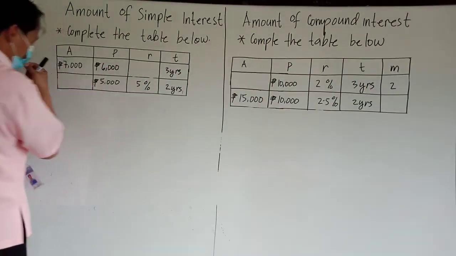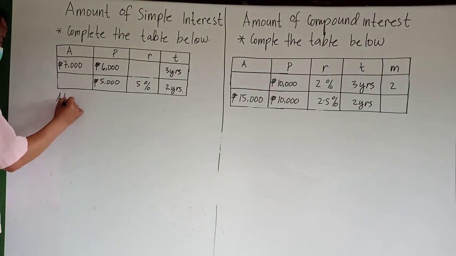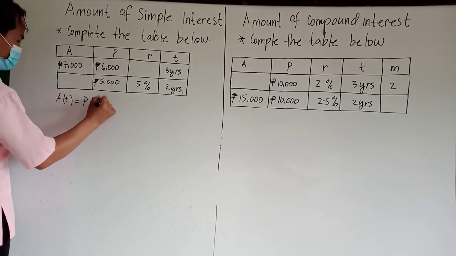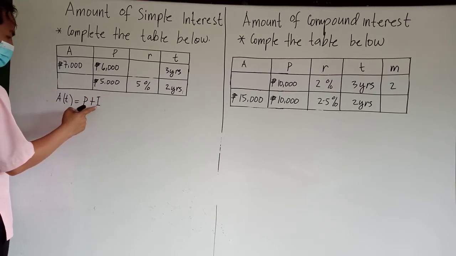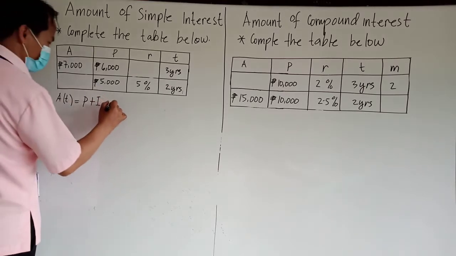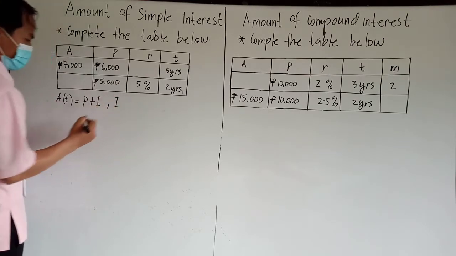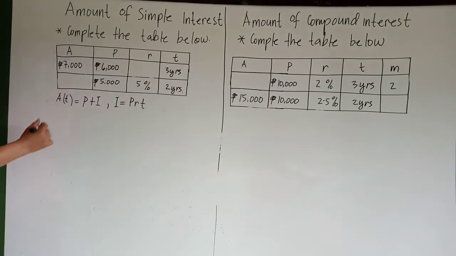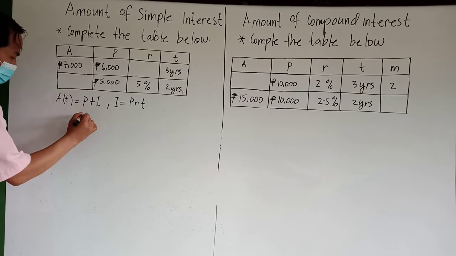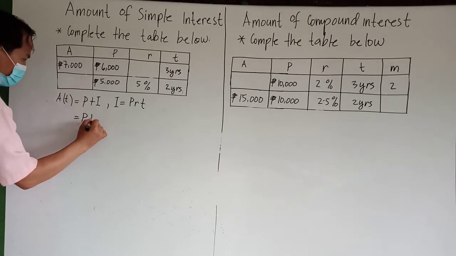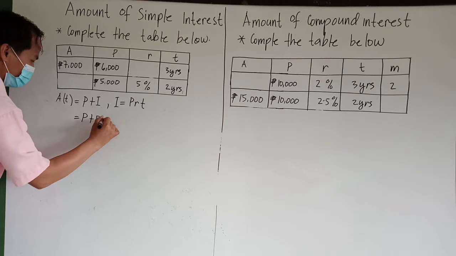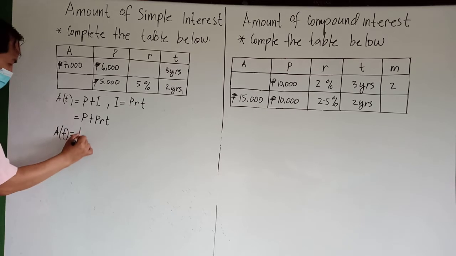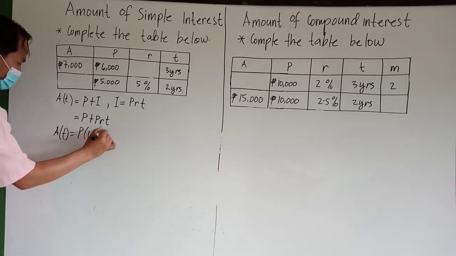So the formula for the amount A, the amount of the simple interest, we have A(T) is equal to P plus I, where P is the principal amount and I is the interest. Remember that the formula for the interest is just equal to P times rate times time. So from that, we have P plus I, that is PRT. Therefore our formula is A(T) is equal to P times (1 plus rate times time).